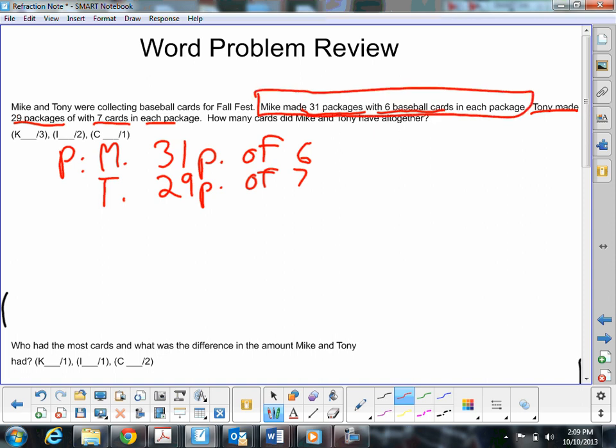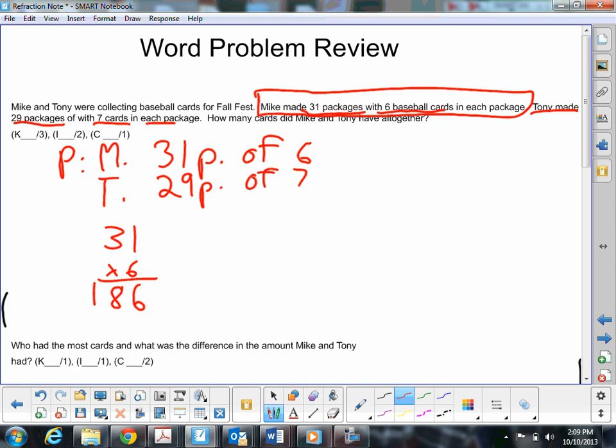So Mike, to find out how many baseball cards Mike has, you have to take 31 multiplied by 6. 31 times 6. So that equals 6. 6 times 3 is 18. So I know that Mike has 186 cards.